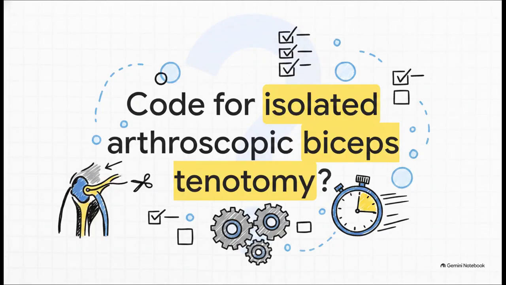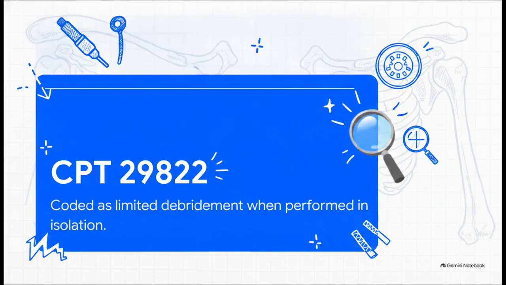Let's keep the pace punchy. Question 2 presents a pretty tricky scenario. What is the CPT code for an isolated arthroscopic biceps tenotomy? Meaning that is literally the only major thing the surgeon did. What's your verdict? The answer is B, CPT 29822. Without a large apparent procedure, like a cuff repair or a tenodesis to bundle into, an isolated tenotomy just defaults to a limited debridement code.